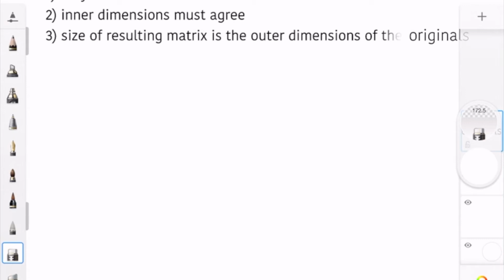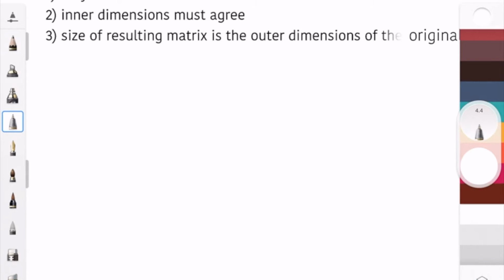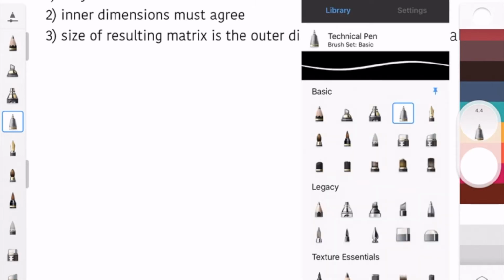Hello, this is the fourth video about matrices, matrix multiplication. In the last video, we learned basic matrix multiplication and division. Now let's get started with our new topic.